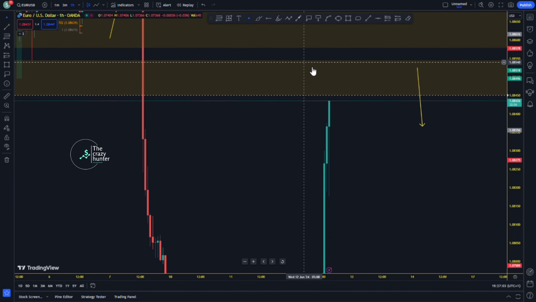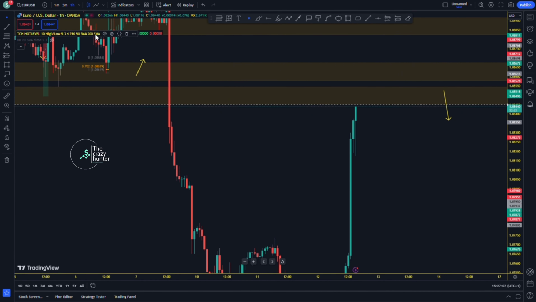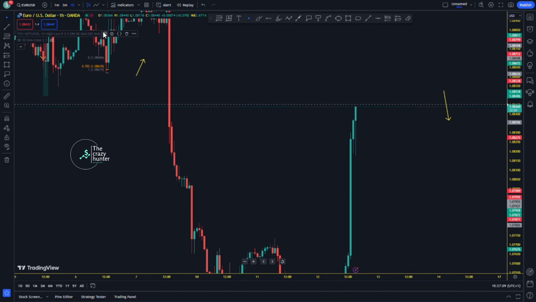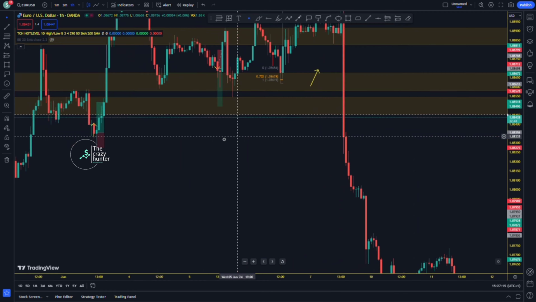Price is approaching our key level. All right, remember this is the TCH alt level indicator. If I remove it from the chart like this, nothing is there. But if I get it back right there, as you can see, price is approaching it right here.